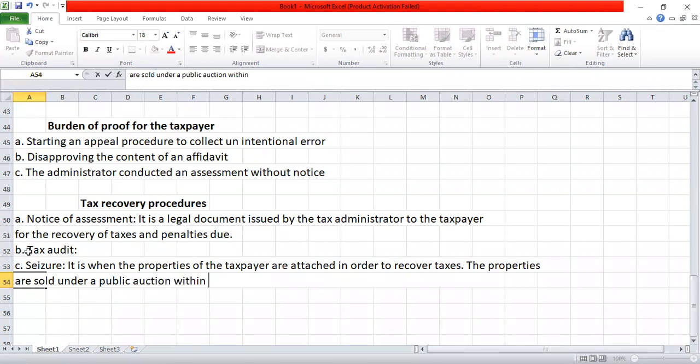Within 80 days. That is what we refer to as a seizure. You attach the properties of the taxpayer in order to recover tax.